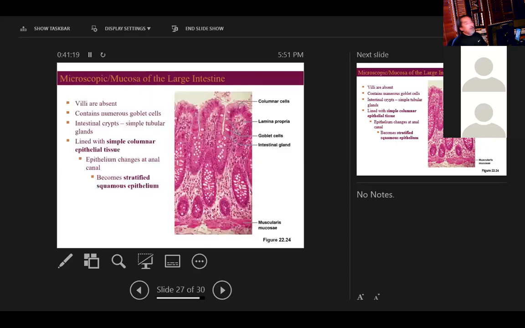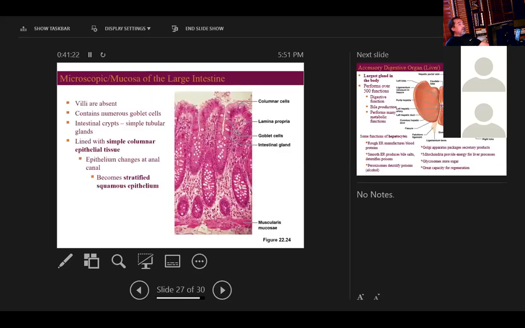Now we're going to the large intestine, and we're going to see the simple columnar epithelium. You see it here, one layer. On the bottom of that is the lamina propria, which lines the epithelium. And then you can see a lot of these goblet cells, the cells that secrete mucus. And then we have your intestinal glands, which we call intestinal crypts.